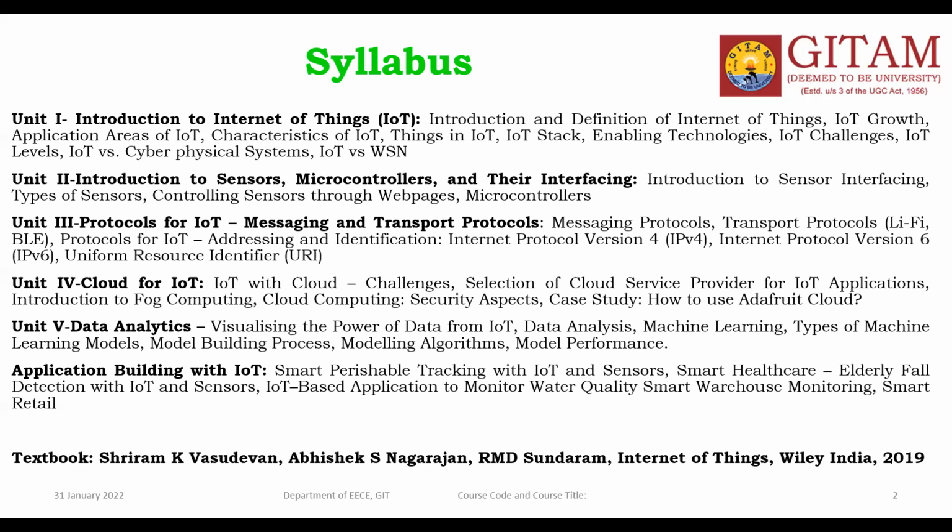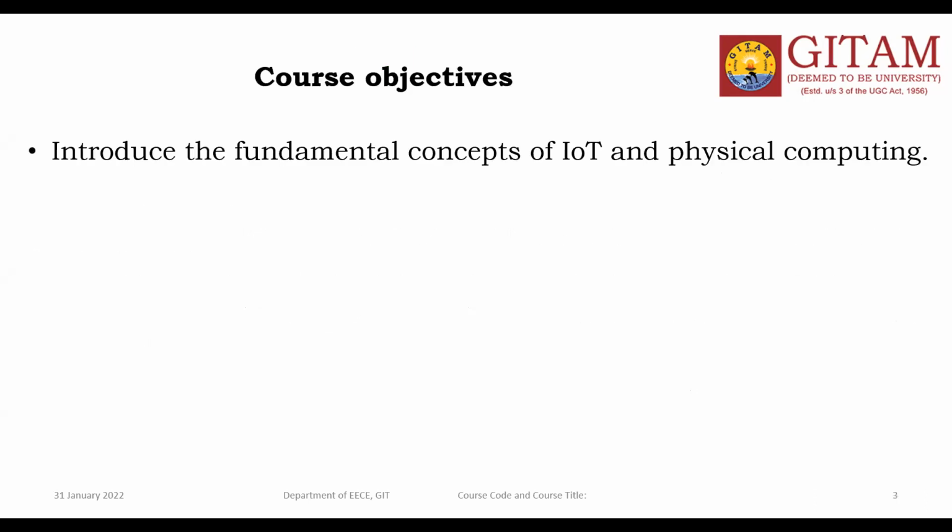So this is the textbook: Sriram K. Vasudevan, Abhishek S. Nagarajan, and R. M. D. Sundaram. They wrote one book, the Internet of Things, published in 2019. This textbook will cover all these 5 modules. This is enough. Now, what are the course objectives?